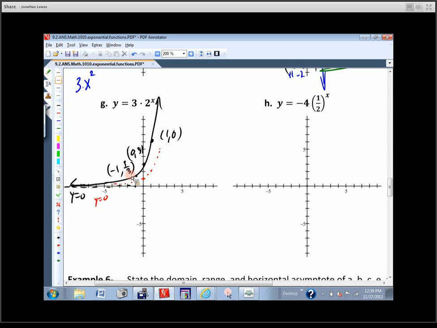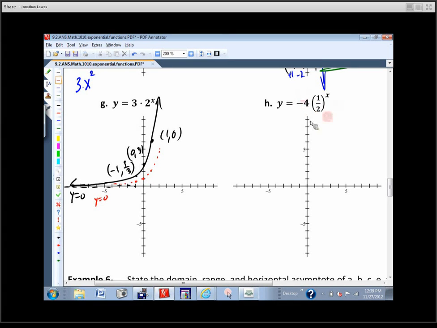Now, let me stop right there. Are there any questions? Because if you get this, we're in pretty good shape. And if you really get this, then we're in good shape for the next section that we're going to cover, which is logarithms, which we're actually going to start today. Any questions? Okay, so let's take a look at this one.